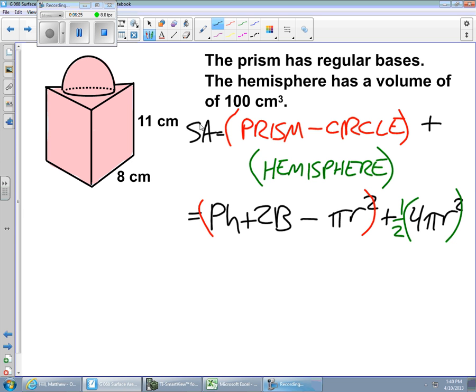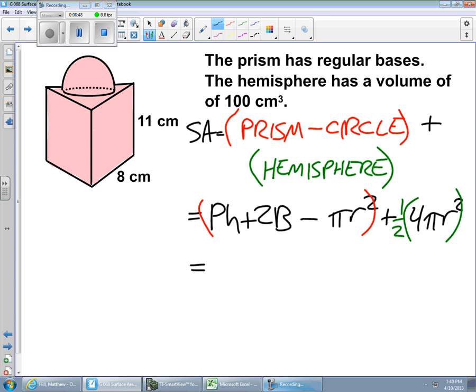Now again, it's not this particular shape that makes this problem difficult. It's what information is provided and what information is not provided. As we're getting ready to see, there are some pieces missing in here. Let's just see what exactly is missing. P, that's the perimeter of the base, and of course we're in the red part here, so the perimeter of the base of the prism.